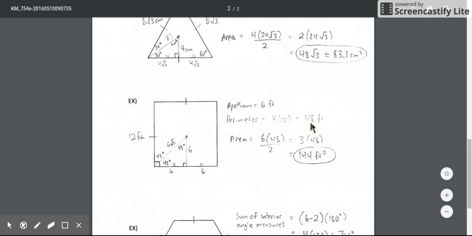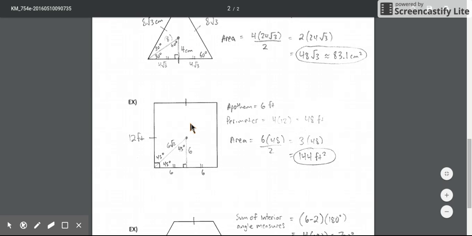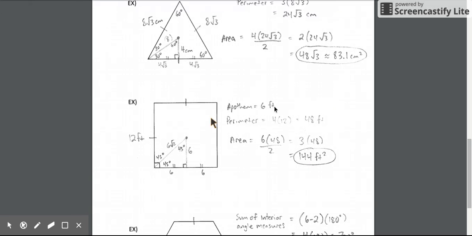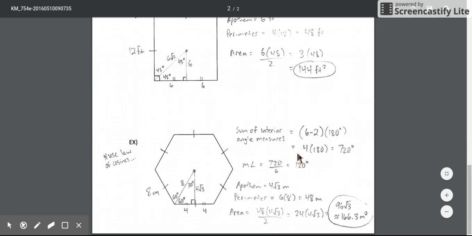Our perimeter is 48. So if we multiply the apothem times the perimeter and divide by 2, or divide first to simplify our multiplication, we get the exact same thing we already talked about at the beginning. 144 square feet is its area. So we can see how this formula does work on shapes that we already know different formulas for. But let's start to look at shapes that we don't necessarily have an area formula for.